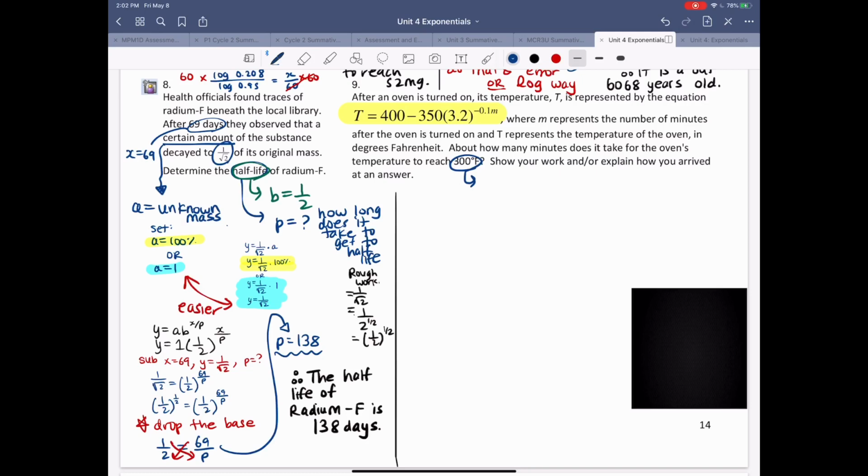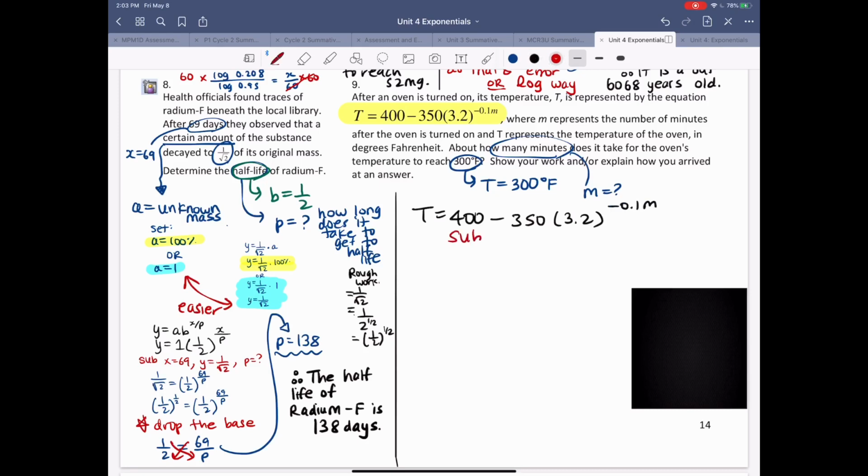So that means I want to reach 300 F. So is that the T or the M? Well, it makes sense that it's the T. That's the temperature, right? So it's 300 degrees Fahrenheit. Meanwhile, it says to find how many minutes. So that means I'm looking for M. So nice thing is my equation is already made. And so I just need to sub in this case and try to algebraically find my M.